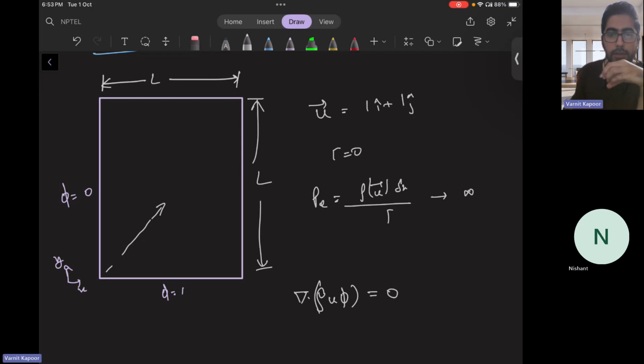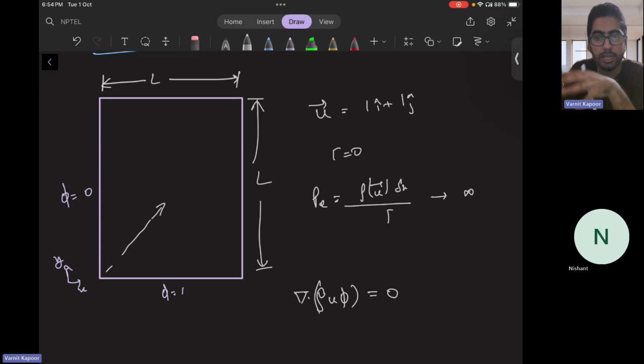If you release some dye, it is going to convect, but it is not going to diffuse because there is no diffusion. That means, because the flow is at 45 degrees, everything that originates from here would go along, and this entire thing would be filled with phi equal to 1, because everything is getting convected. Whatever is on the top would be phi equal to 0.